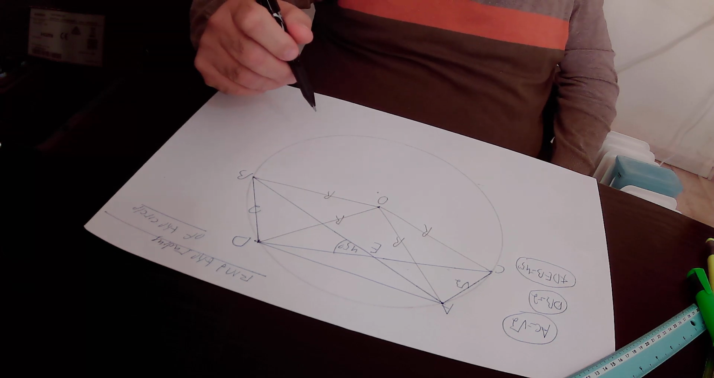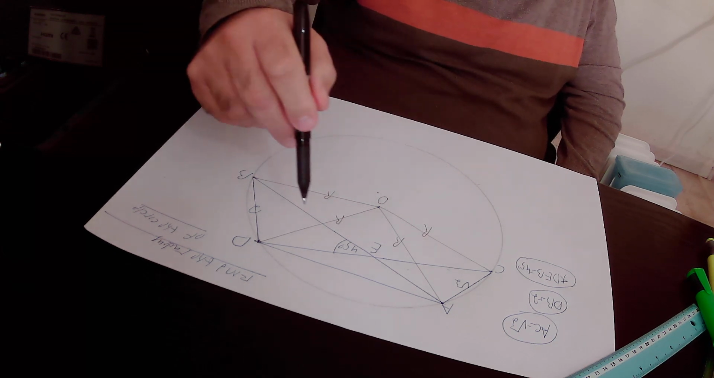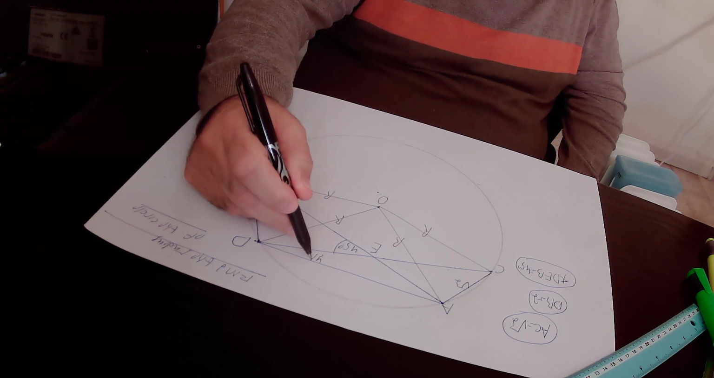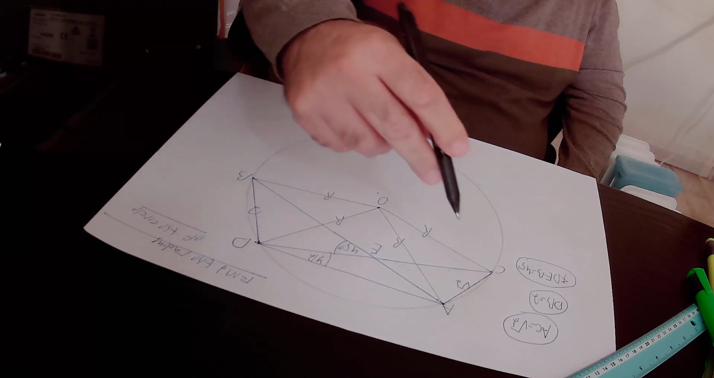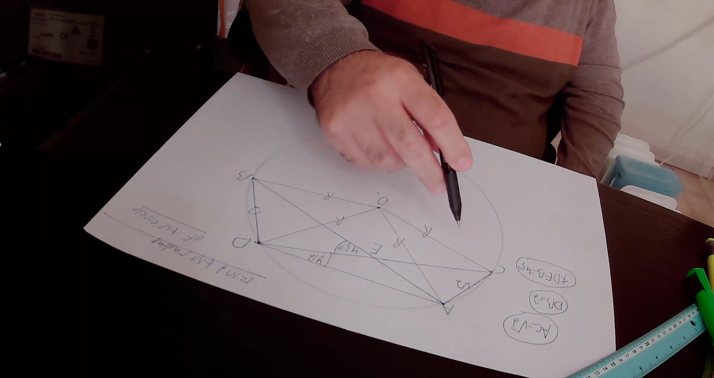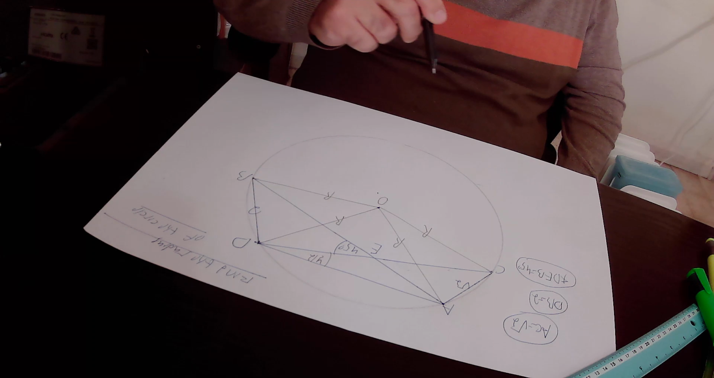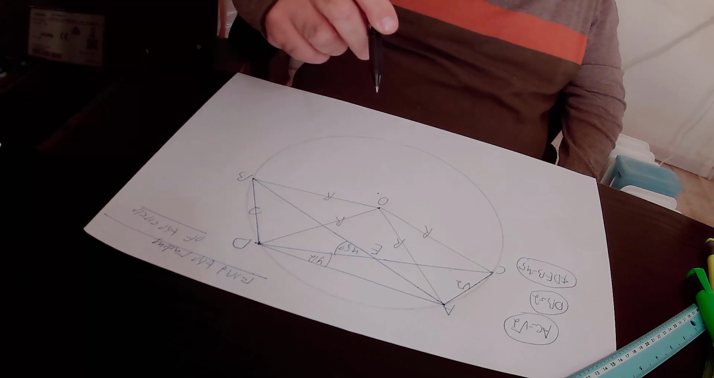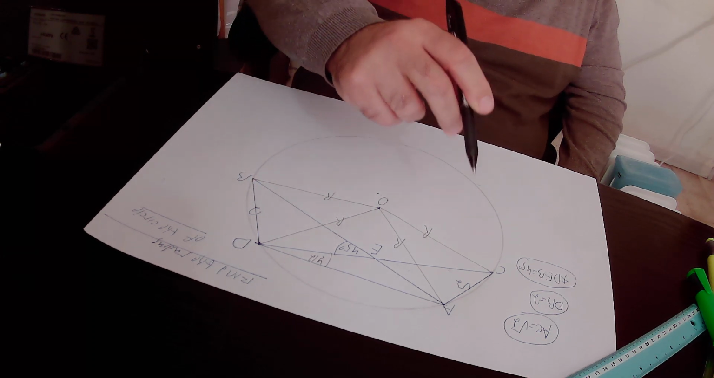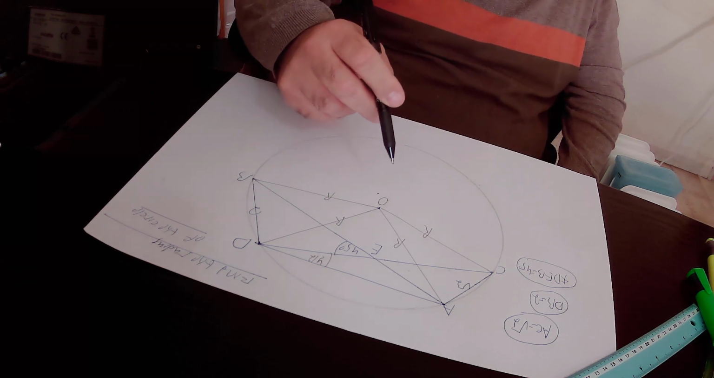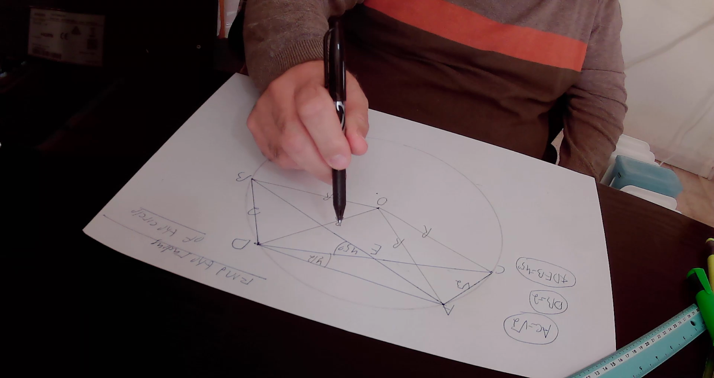We define peripheral angle ADC as y over 2. This peripheral angle ADC rests on chord AC, and it is equal to y over 2. Therefore, the central angle AOC that rests on the same chord AC must be equal to y, twice as big as this angle.